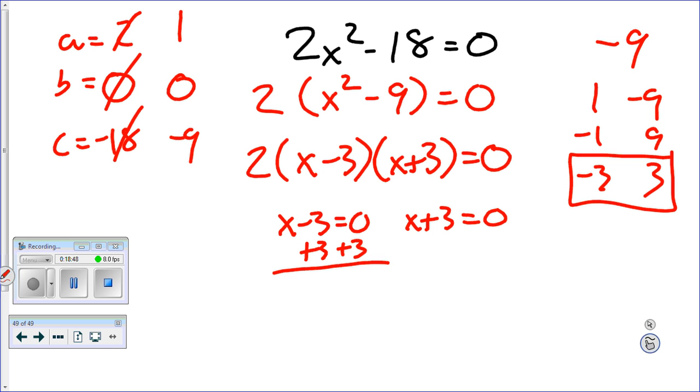So I'm going to add 3. We'll have x equals 3. I'll have x equals minus 3, which we knew right from the get-go was our answer. So again, if you remember how to solve the other way, just kind of go back and fiddle with the numbers until they work. Okay.